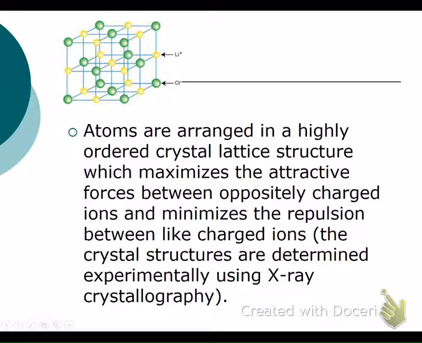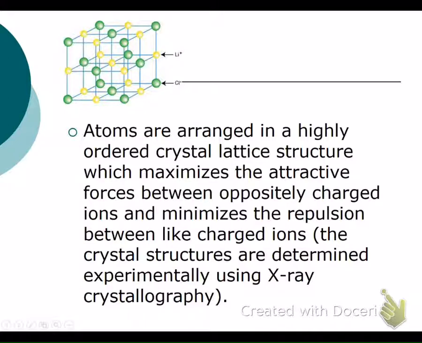So ionic solids held together by these ionic bonds are also crystals, and they form the crystal lattice that we talked about. And when we do ionic formulas, really what we're doing is finding the empirical formula. We're finding the formula unit, the simplest ratio of cation to anion.